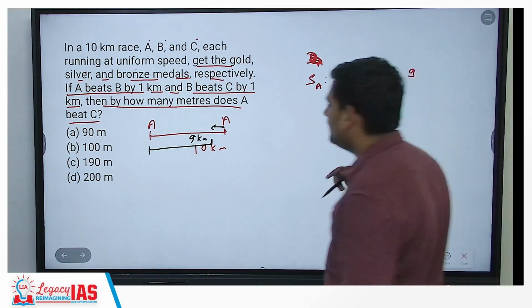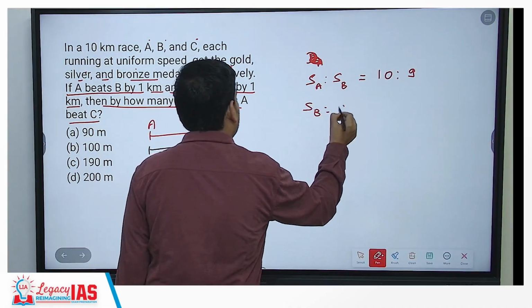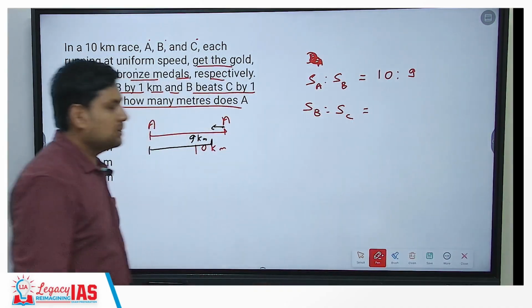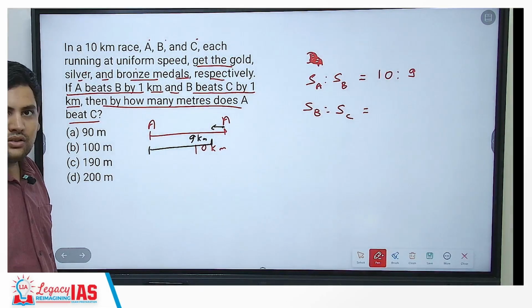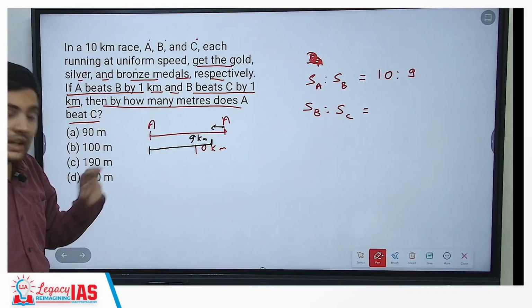Now once you get this 10 ratio 9, similarly you can find speed of B and C also, their ratio. So what it says, and B beats C by 1 kilometer. That means what?